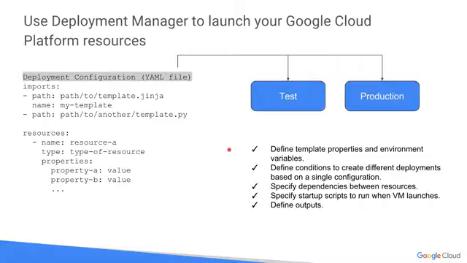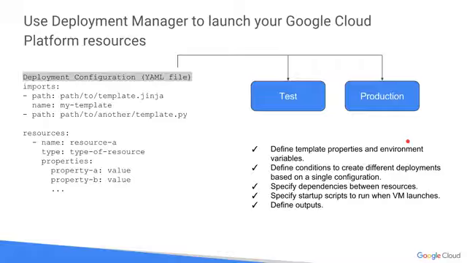With Deployment Manager, you can reuse templates and configure resources differently for different environments. For example, you can create test and production environments by using the same deployment configuration with different template properties, environment variables, and conditions. For complex deployments, you can specify dependencies between resources. For example, the creation of a VM might depend on, say, the creation of persistent disks.